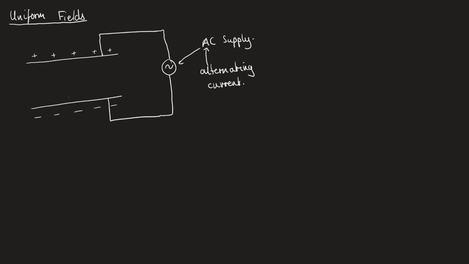It just means you have some potential difference, which means that the potential across this top plate might be plus 50 volts, and the potential across this bottom plate might be minus 50 volts, which means your potential difference between the two is 100 volts, right? You have a potential difference here. So delta V is 100 volts, okay?